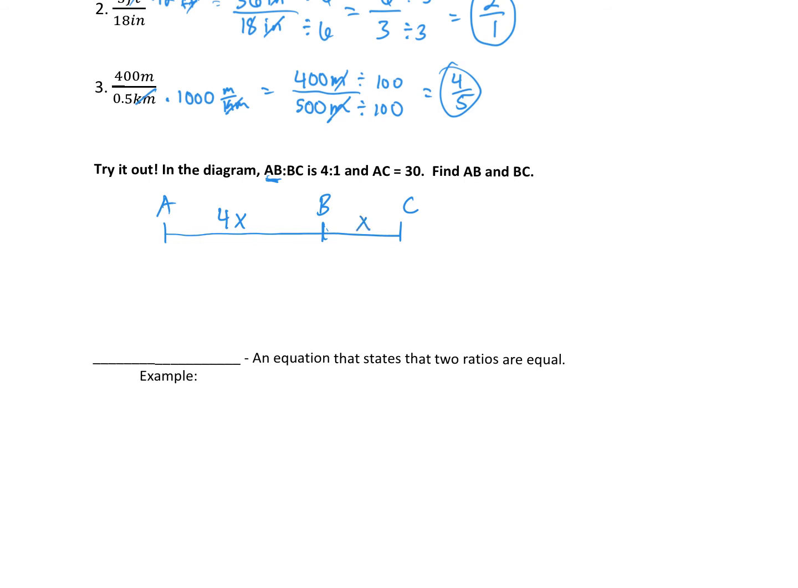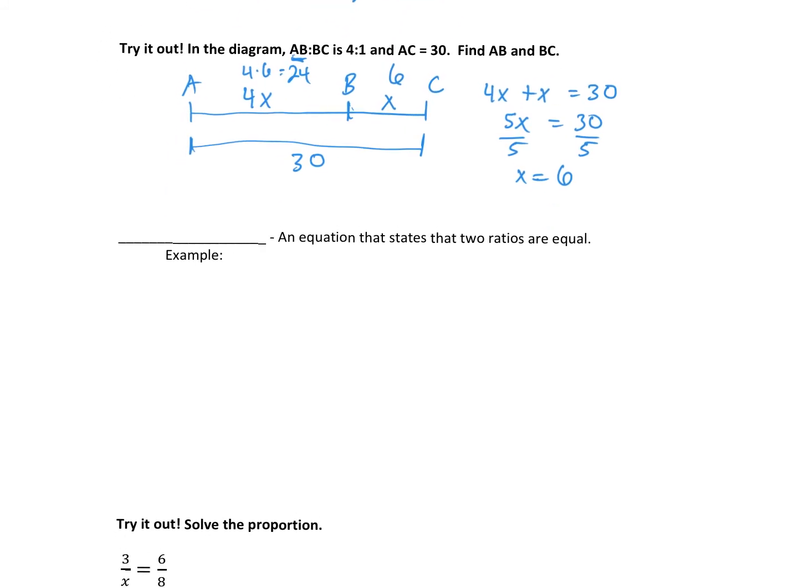And we know that AC, this whole thing, is 30. So we want to find AB and BC. I can first find x, right? So we know 4x plus x must equal 30. Add them together. 5x equals 30. Divide by 5. X is 6. If I plug in 6 into both of these, 4 times 6 gives me 24, and this gives me 6. AB is 24 and BC is 6.